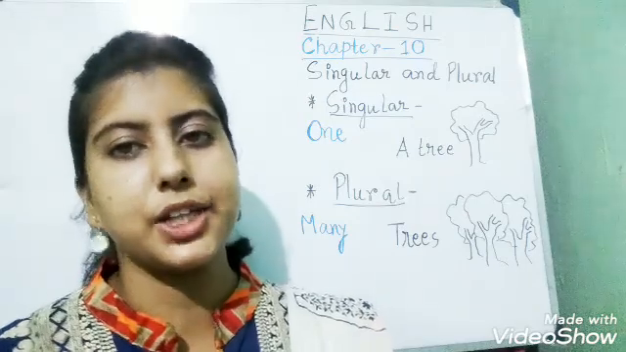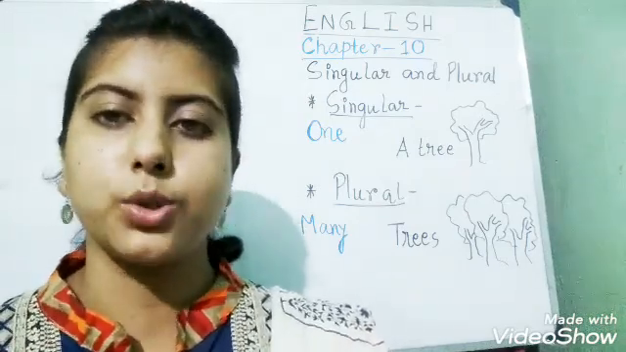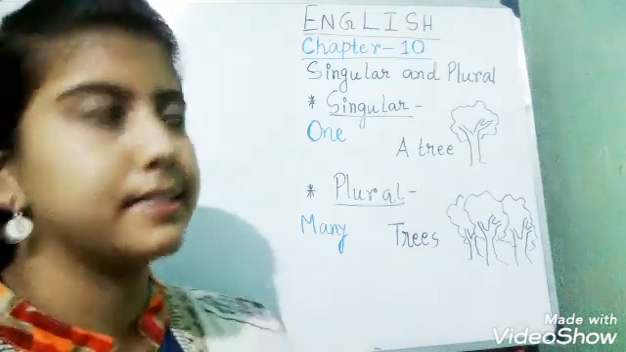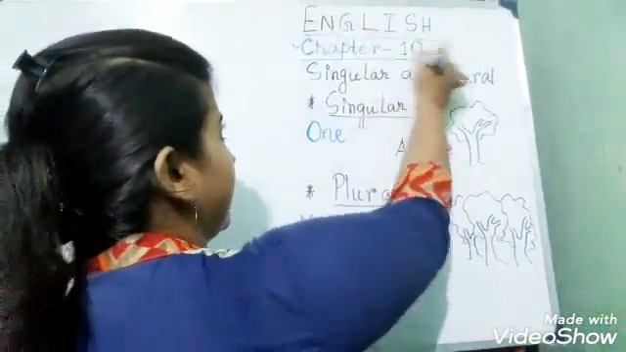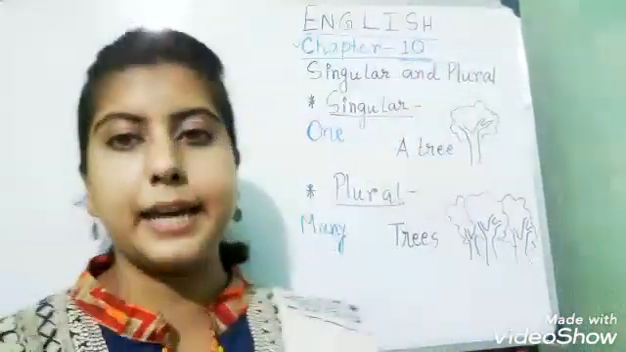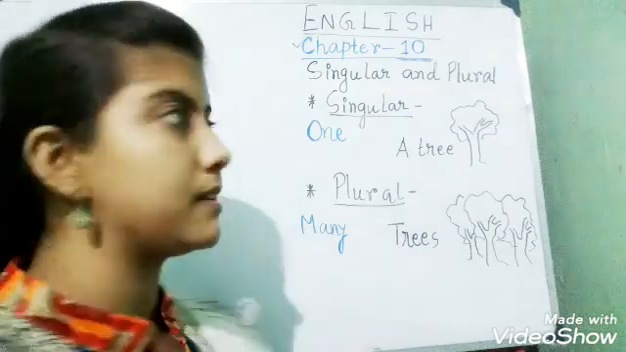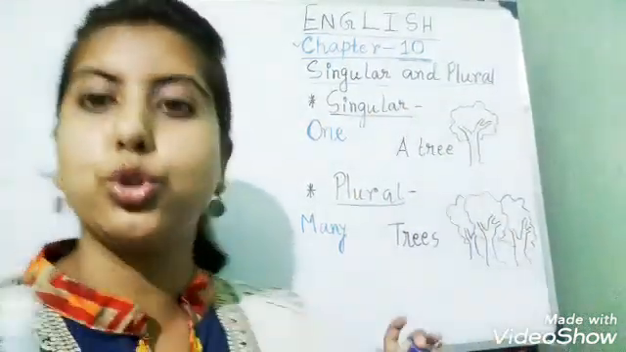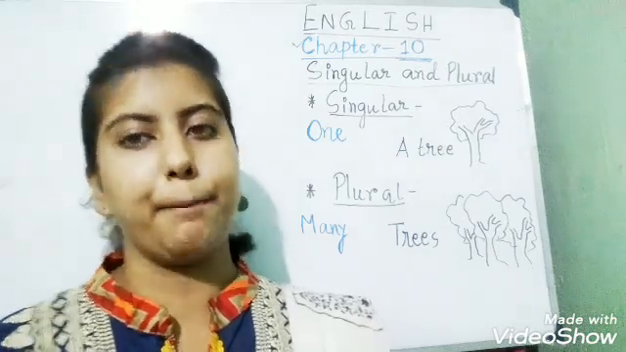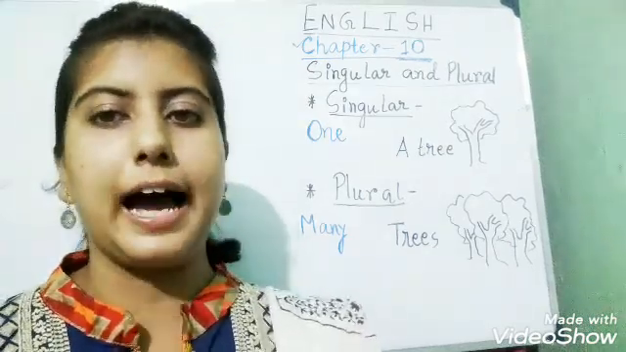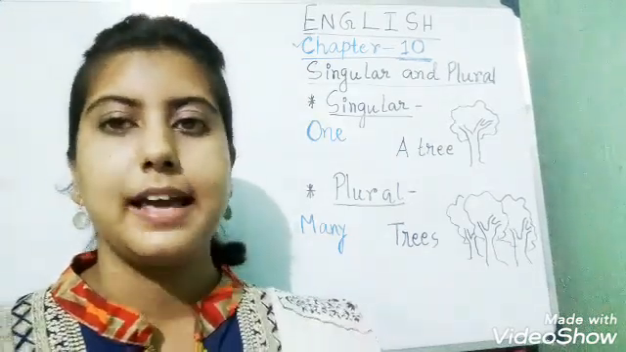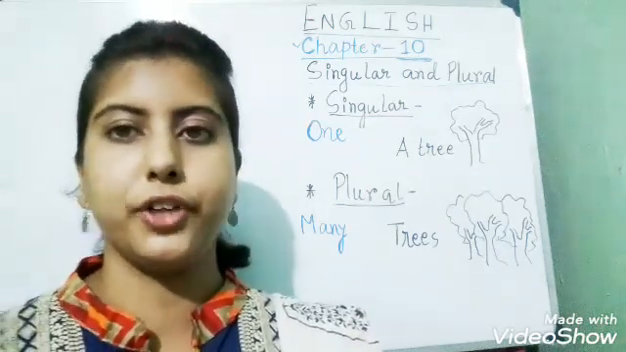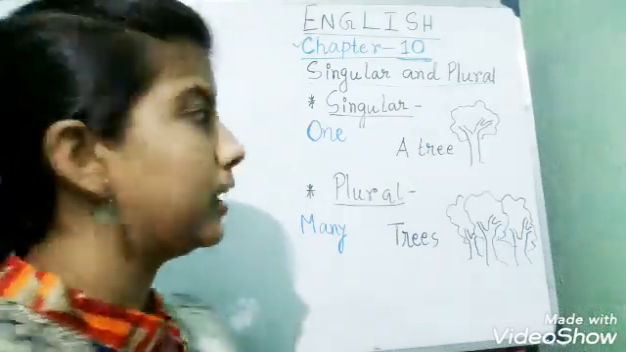In today's English class, we are going to start a new grammar chapter. That is chapter 10. The name of the chapter is Singular and Plural. So today we will learn about singular and plural. Let's start. Now children, look carefully on the board.